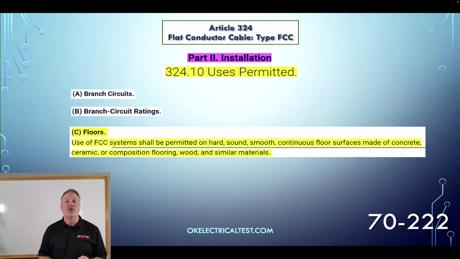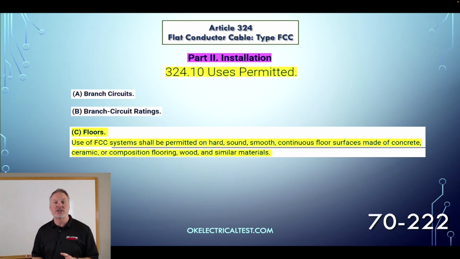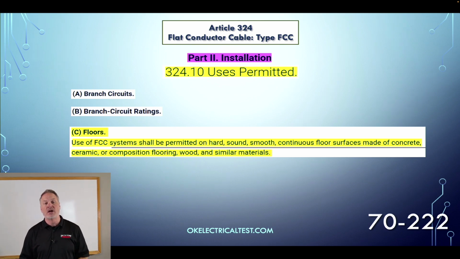Let's go to Article 324. Article 324 is flat conductor cable type FCC. And we're going to start off here under installation part 2. With 324.10, uses permitted. We're going to skip down to letter C on floors.